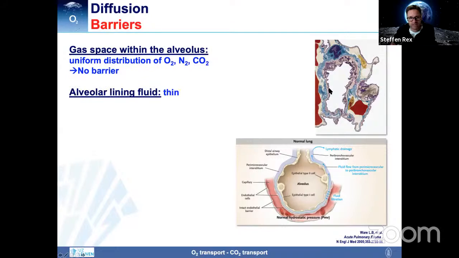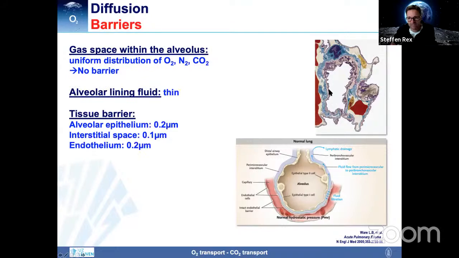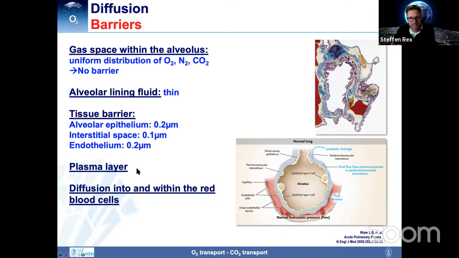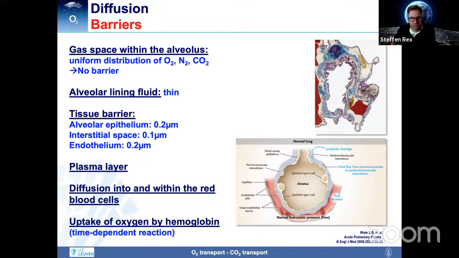The alveolar lining fluid is very thin. The tissue barrier, the epithelium and the interstitial space and the endothelium, are very small. The plasma layer is negligible, and the diffusion into and within the red blood cells is also very optimized. So everything is optimized to achieve the maximum diffusion.